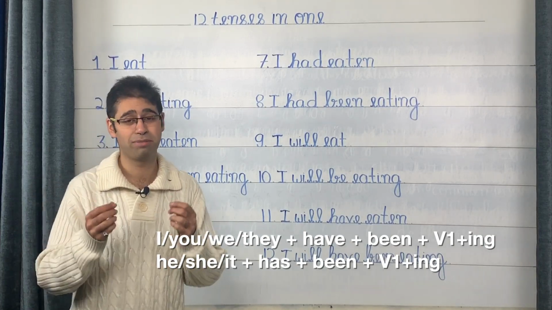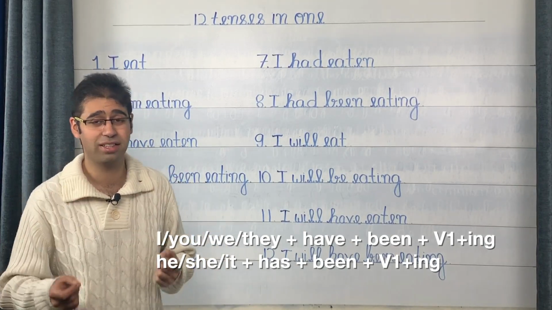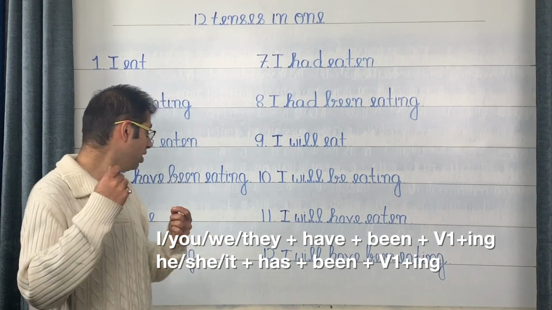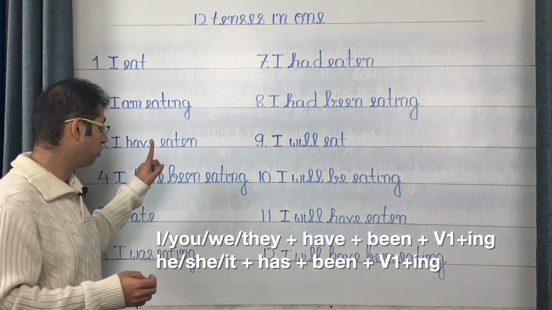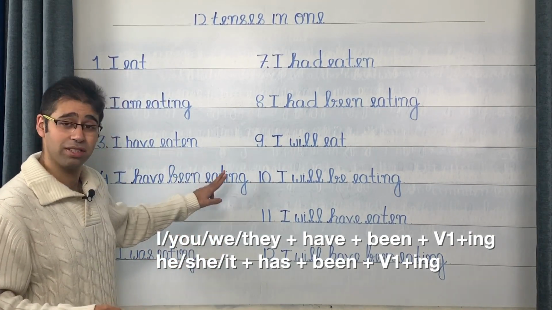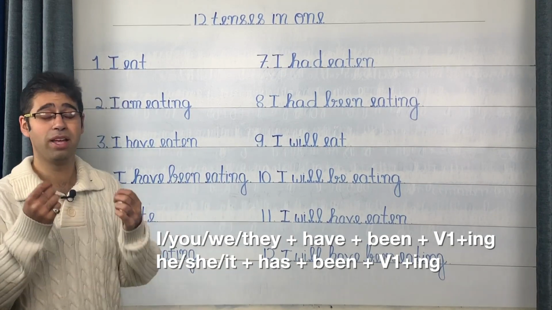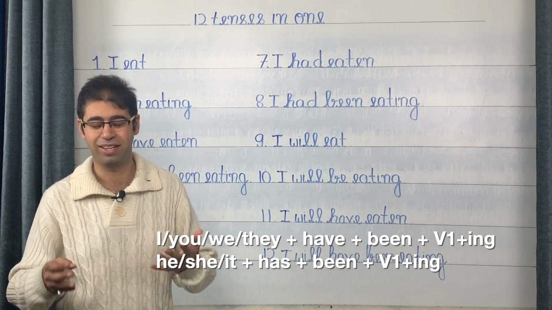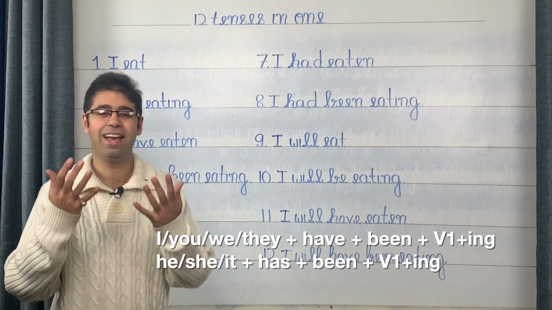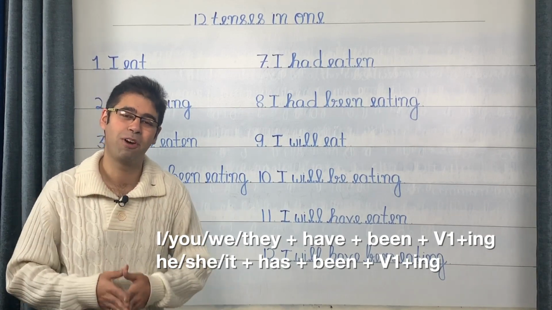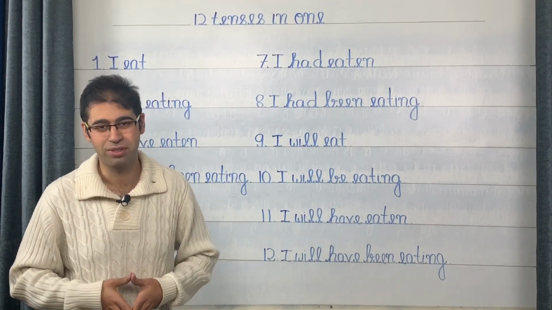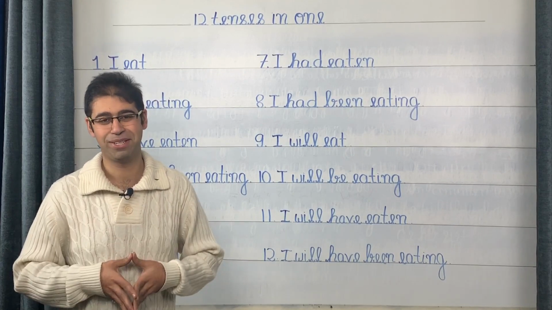However, if your subject is any out of he, she, it, in that case your auxiliary verb changes to has, followed by been, followed by, once again, the verb in the ing form, as in he has been eating or she has been eating, and so on. So that's about the form. Let's quickly go to the chief use of the present perfect continuous.